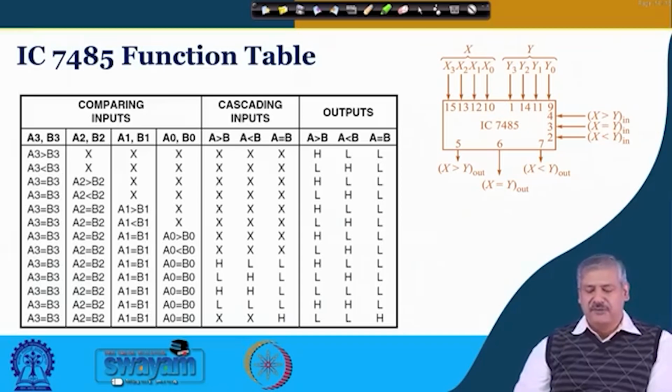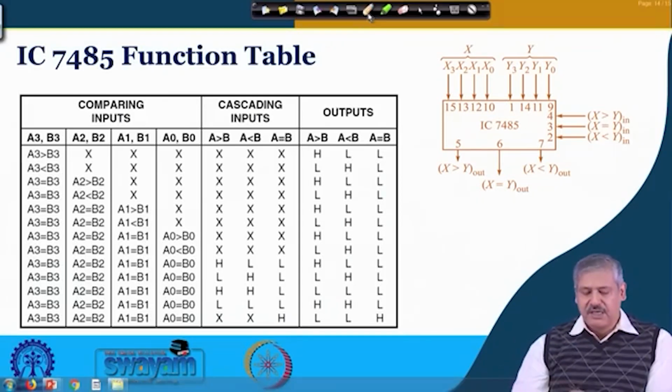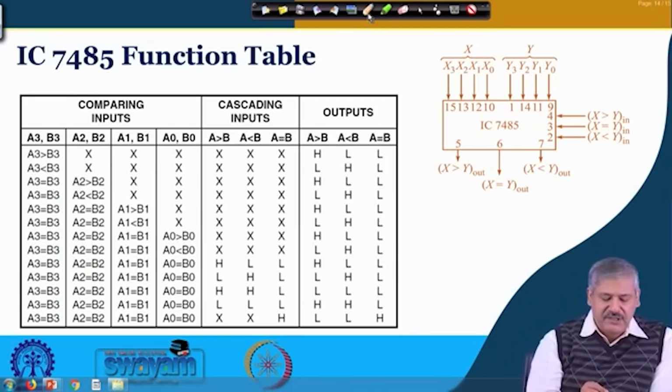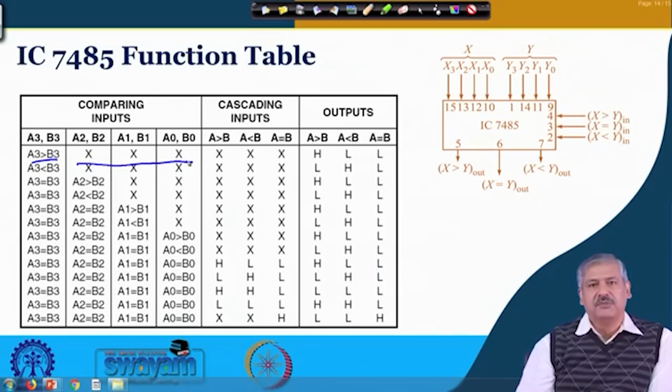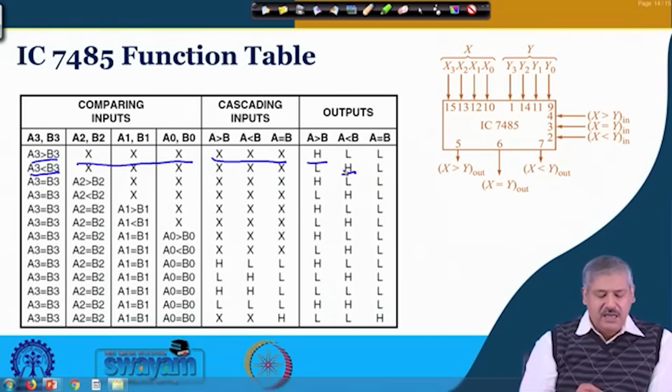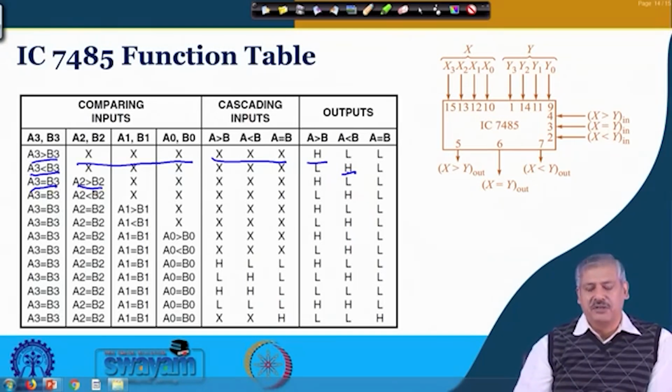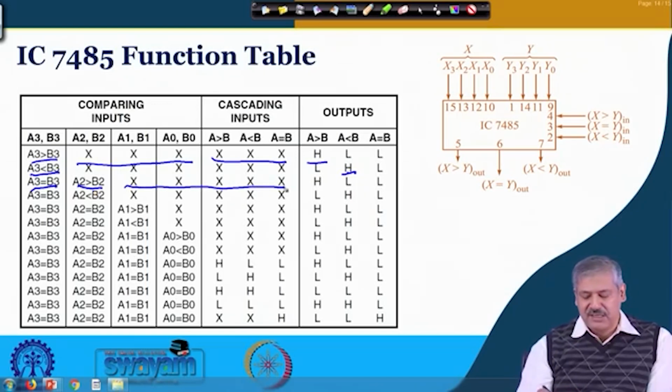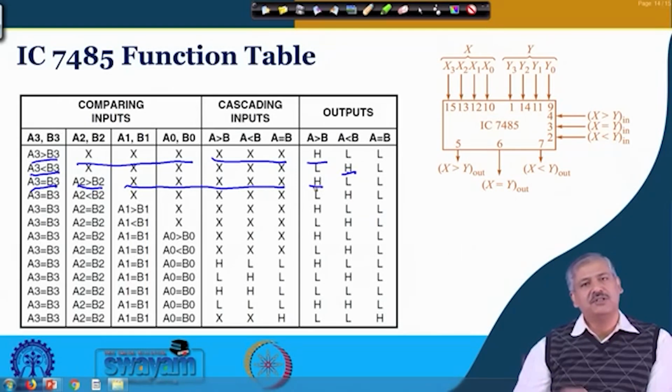And if you look at the function table of IC 7485, as we had discussed, if A3 is greater than B3, irrespective of the other inputs as well as the cascaded inputs, the output will be A greater than B. And if A3 is less than B3, then the output will be A less than B. And when A3 is equal to B3, you look at whether A2 is greater than B2 or not. If A2 is greater than B2, irrespective of the other cases, A greater than B. So this follows what basic comparator logic should follow.